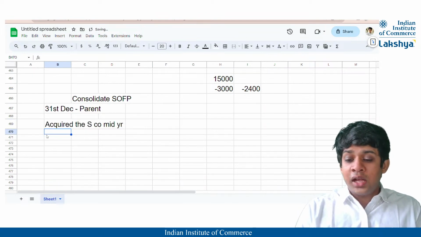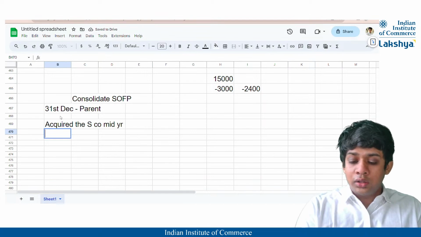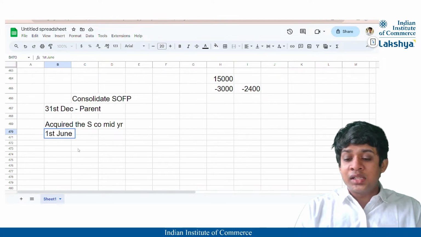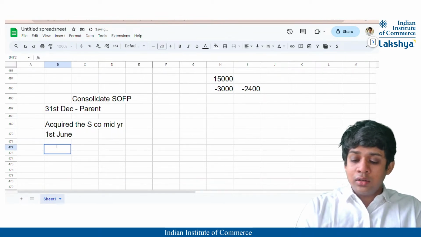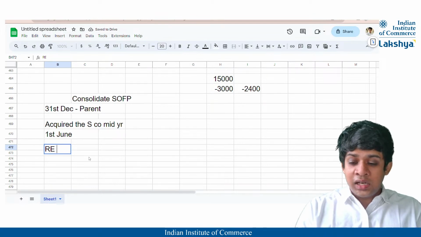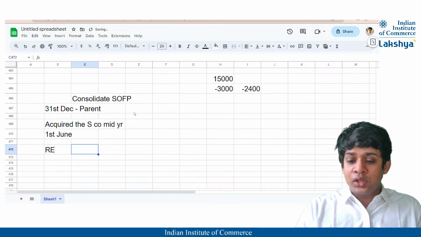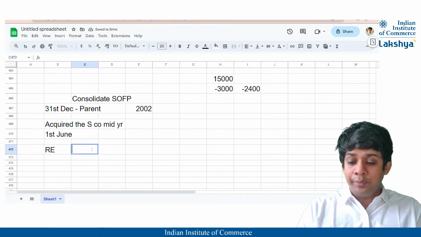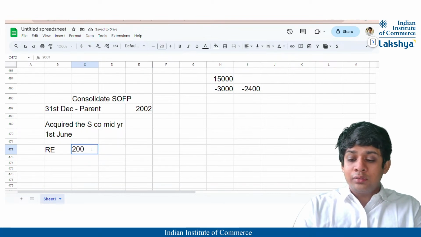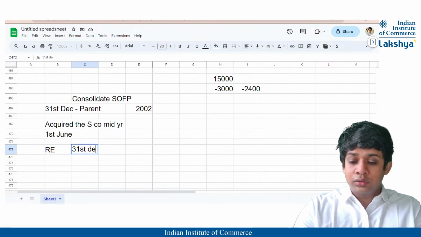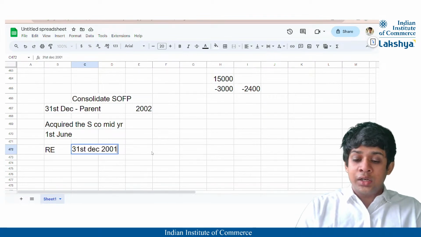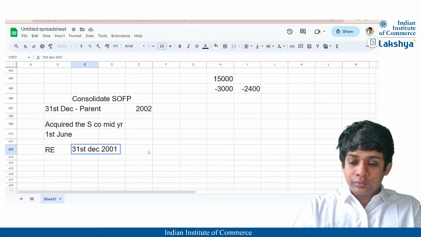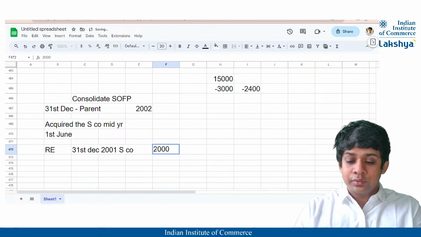Okay, that means probably we have acquired the subsidiary company on maybe say 1st June. We have acquired the subsidiary company on 1st June, and say this is for 31st December 2002. Now the retained earnings of the subsidiary company at 31st December 2001 are maybe say 20,000, right?